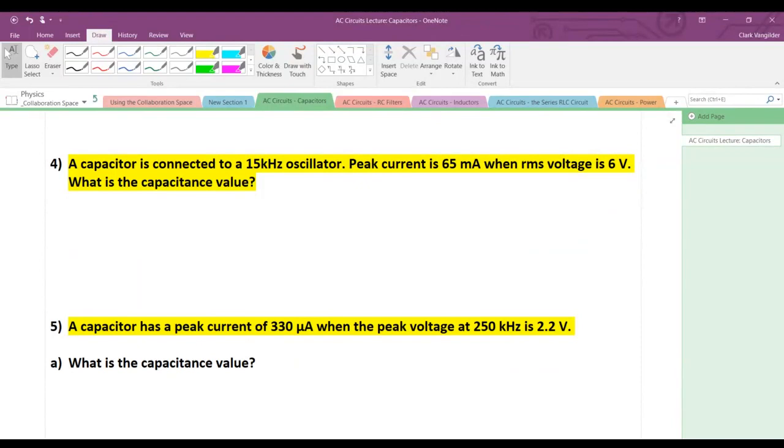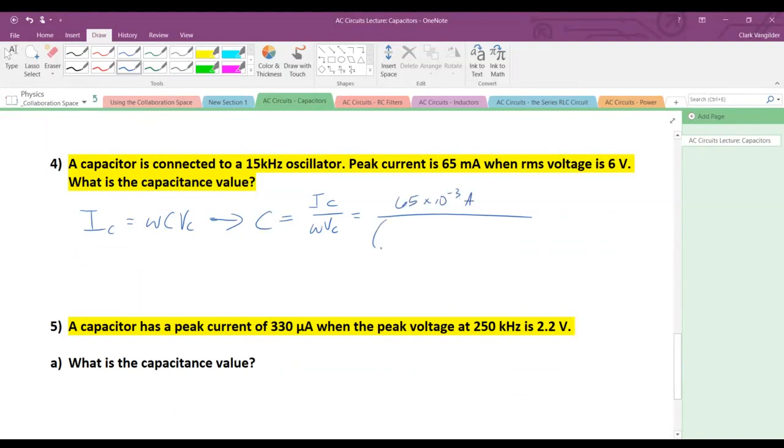And so if we keep using this formula that we've seen, IC is omega CVC. In fact, the textbooks always get to that if you make those substitutions. So that means that C is going to be IC over omega VC. And so we have 65 times 10 to the minus 3 amps over 15 times 10 to the third.